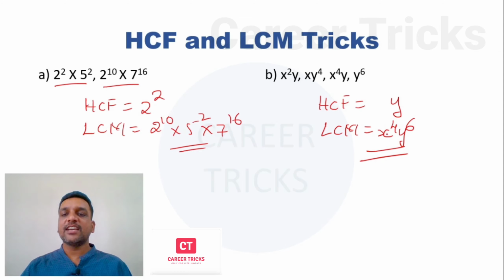You know, right? X we written, y we written. What is the highest power we got here in x? Here 2 is there, here 1 is there, here 4 is there. 4 I will write. Y to the power 1 is there, 4 is there, 6 is there. 6 is the highest, that I will write it here. Okay, that is the lowest common multiple. But HCF, what will we take? Highest common factor. Y will be the highest common factor because only y is in common in all the values.